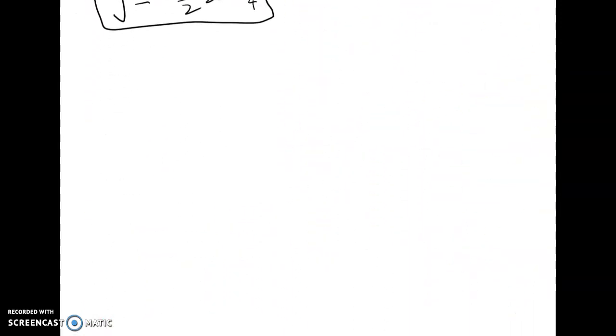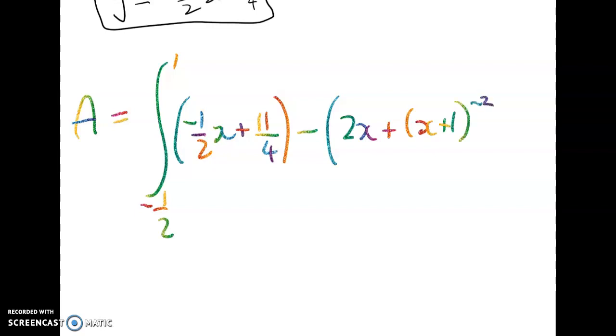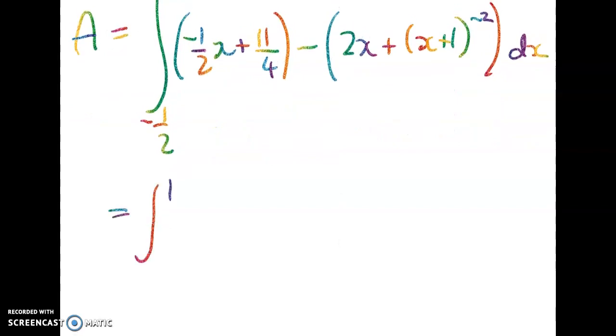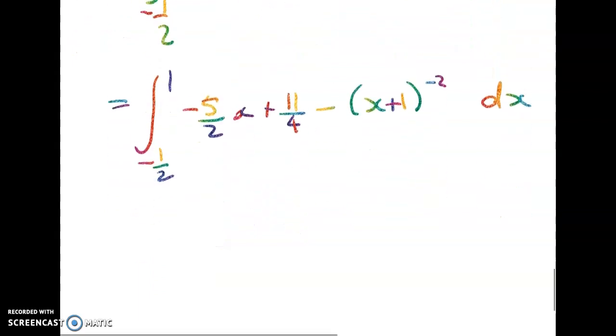Right, so let's just work through that integral. The area will be the integral from 1 to negative 1/2 of the top function minus the bottom function, 2x plus x plus 1 to the negative 2, dx. Cleaning that up, we get negative 5 over 2x plus 11 over 4 minus x plus 1 to the negative 2 dx.